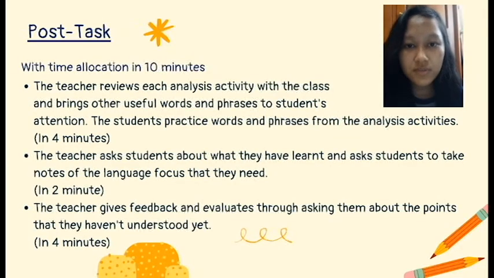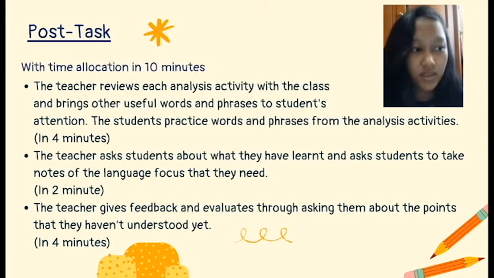Post-task. First activity. The teacher reviews the analysis activity with the class and brings other useful words and phrases to students' attention. The students practice words and phrases from the analysis activity. Time allocation is 4 minutes. Rationale: the teacher and the students may pick up new linguistic forms and can complement each other.